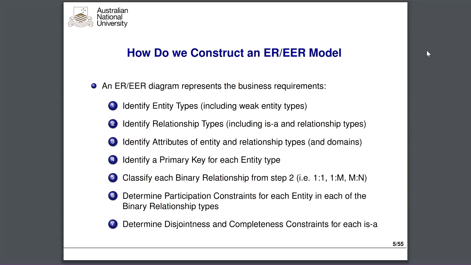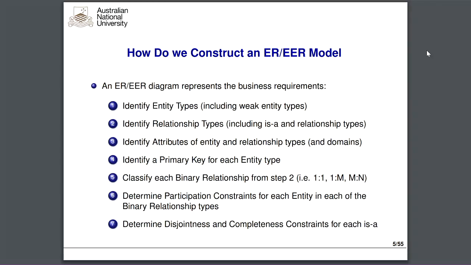Now, how do we construct an ER model or EER model? EER stands for the enhanced entity relationship model. Putting it as an informal process, these are the steps that represent any business requirement. We have roughly these 7 steps. First, we want to identify the entity types, including the weak entity types. Like what are the major bodies under this business.